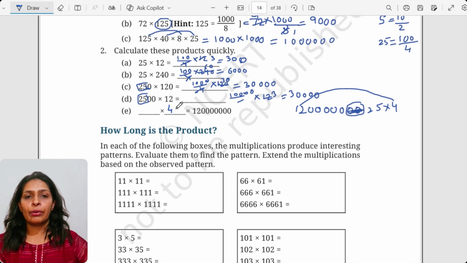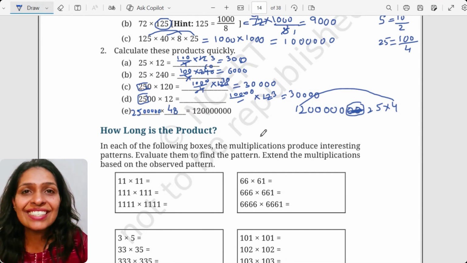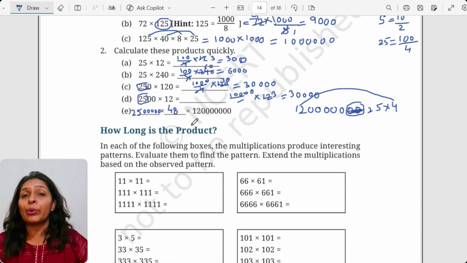So 12 and 4 can be your 48. Okay, and this is now 25, and how many zeros are left? Out of 7, 2 zeros have gone already. We are left with 5 zeros. So this number could be, it is 25 and 1 2 3 4 5 zeros, and ta-da, this is the answer. Isn't it so easy that we don't have to use some extra brain that what we did?